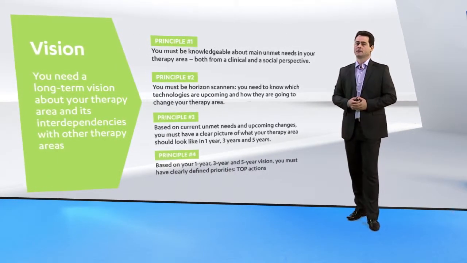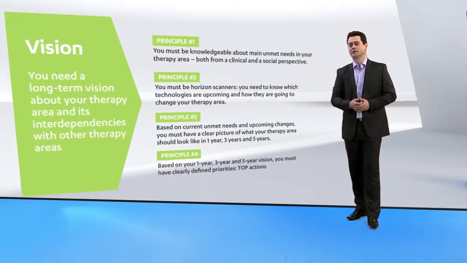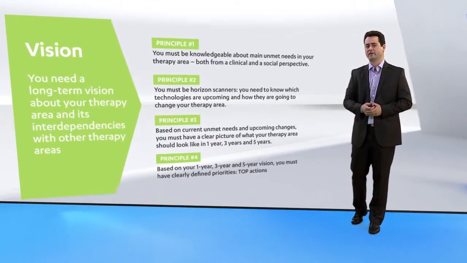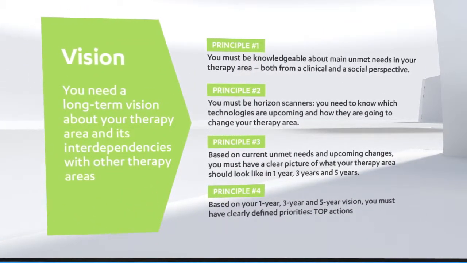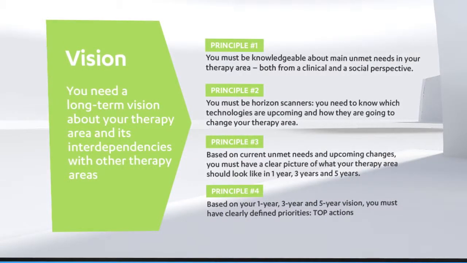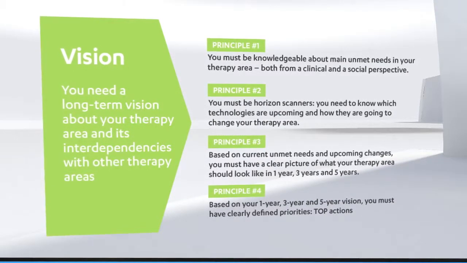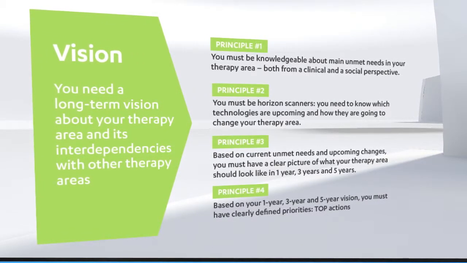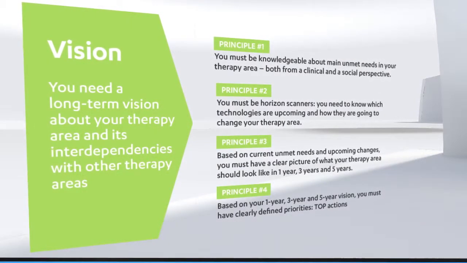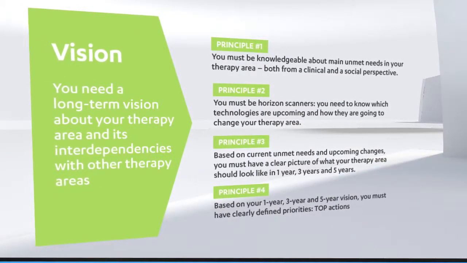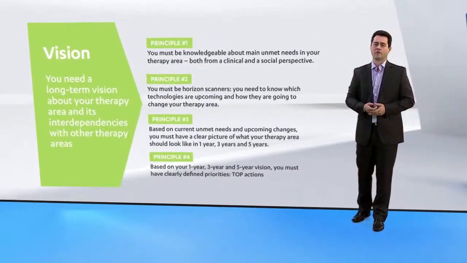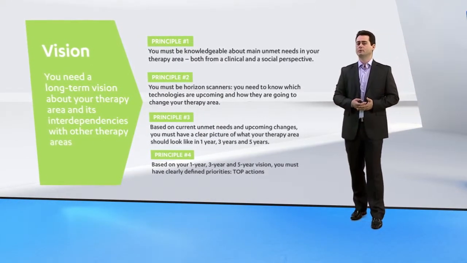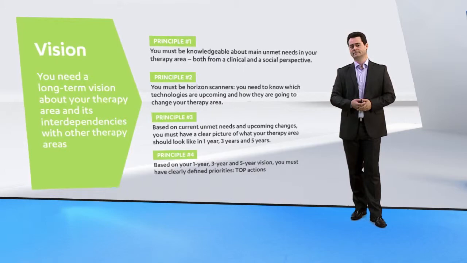Being visionary starts with being knowledgeable about main unmet needs in your therapy area, both from clinical and social perspective. This is principle 1. This will enable you to prioritize and focus your energies on really key issues. Then you must be horizon scanners. This is principle 2, and it means that you need to know which technologies are upcoming in your therapy area and how they are going to change it. Horizon scanning makes it possible for you to link new technologies to unmet need.